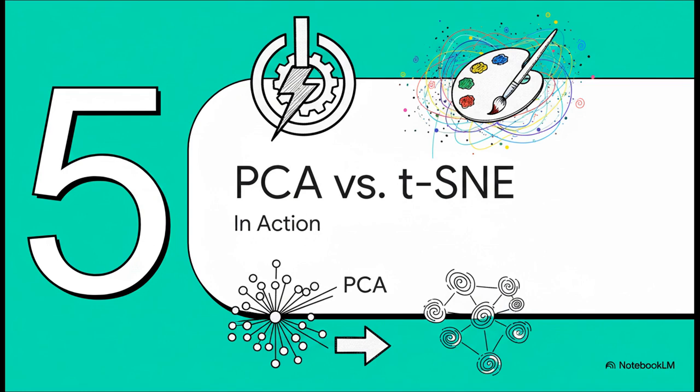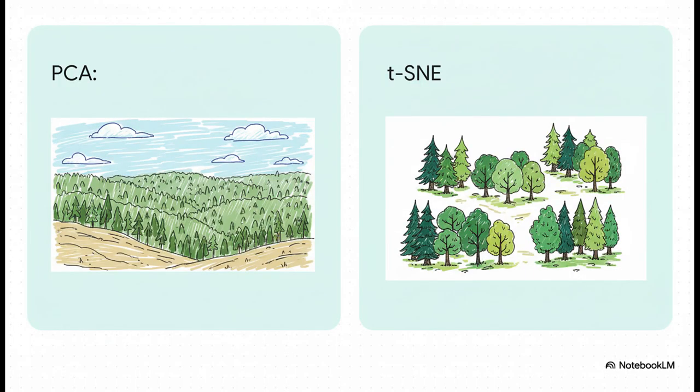All right, so we've got the powerhouse, PCA, and the artist, t-SNE. But how do they actually stack up in the real world? Let's put them head-to-head and figure out when you'd reach for one over the other. Okay, so here's the simplest way to think about it. PCA is your big picture tool. It's for seeing the entire forest and understanding its overall shape. It's all about preserving that global structure.